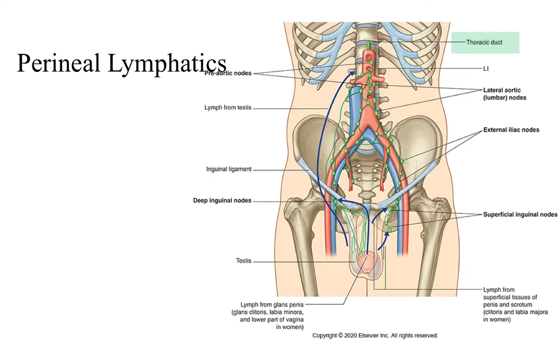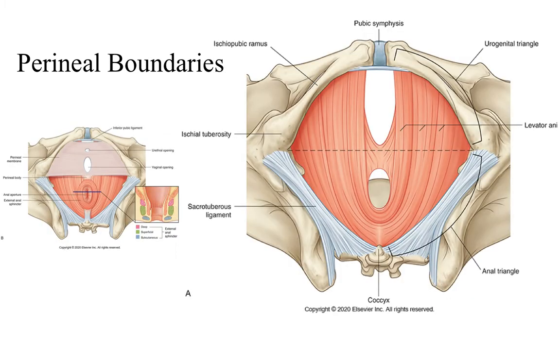Perineal lymphatics, the same thing. Remember that you have these lymph nodes near the testes or the labia majora that go medially or go along the inguinal ligament here, and you can palpate those, so those would be a good indicator of an infection or some kind of foreign matter that has gotten into the lymphatic circulation that your body is trying to fight off.